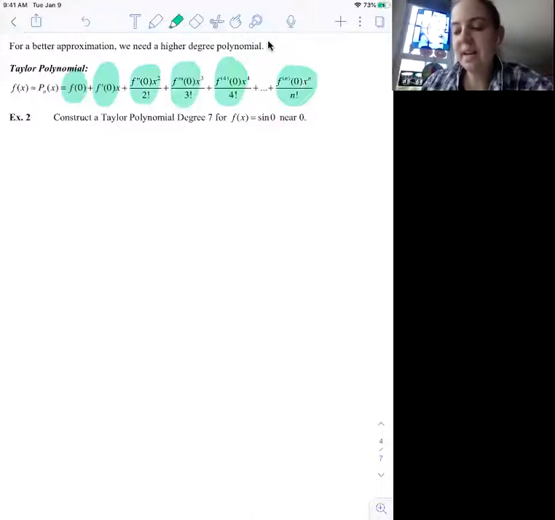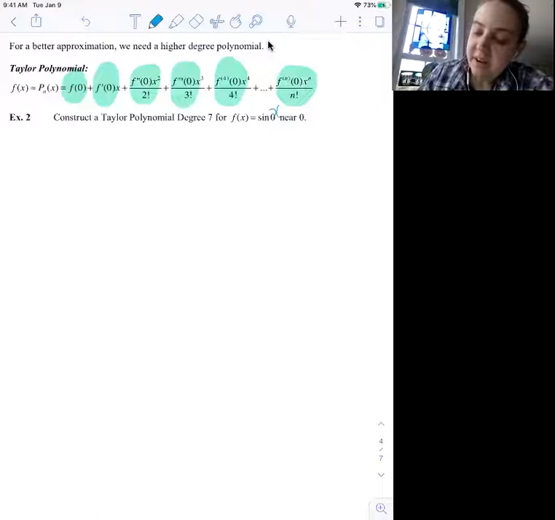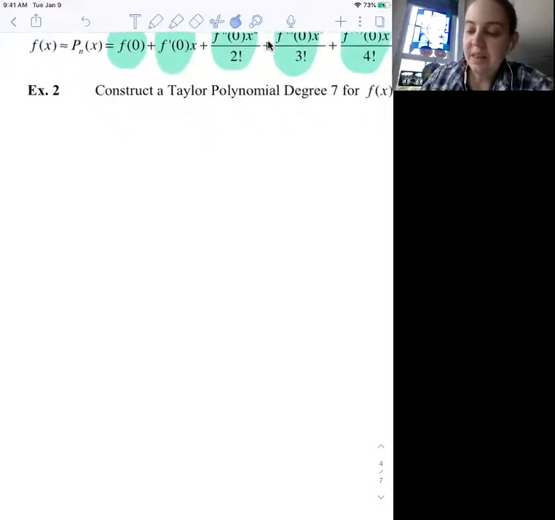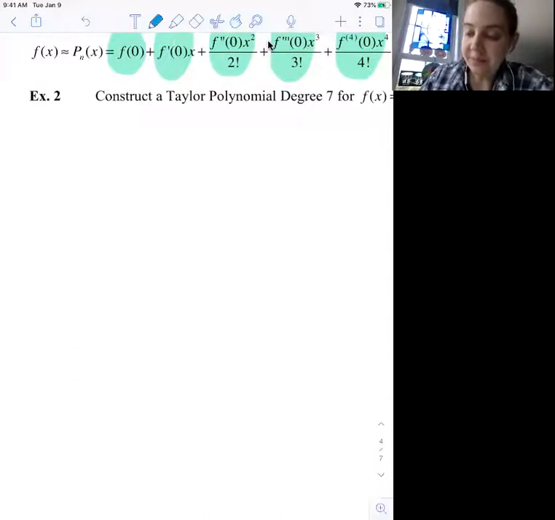So this is the type of problem I want you to know how to do. Construct a Taylor polynomial degree 7 for sine of 0 near 0. Now, I see I have a typo here as well. You should say sine of x. Make that an x, not a 0. One of these years, I'll have all these typos figured out. So again, be neat and tidy in your work. It doesn't matter if you list these out vertically or horizontally, it's up to you. But if we are going to 7th degree, then we need 7 derivatives.